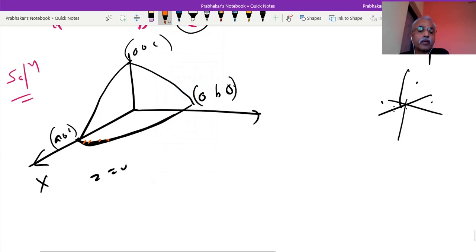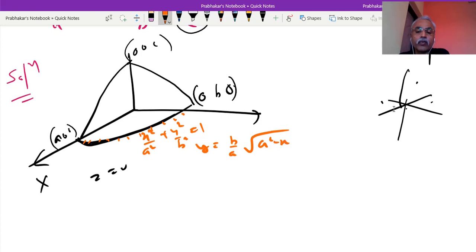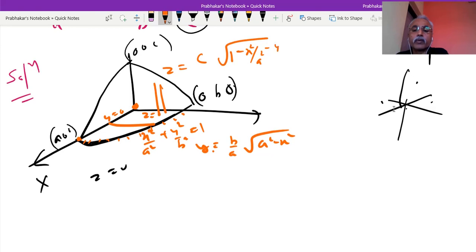This becomes the ellipse x square by a square plus y square by b square equal to 1. From this we can find y equal to b by a square root of a square minus x square, which becomes the limit of y, from 0 to the ellipse. And x is naturally 0 to a. Height z is from z equal to 0 to z equal to the ellipsoid, which is c times square root of 1 minus x square by a square minus y square by b square.